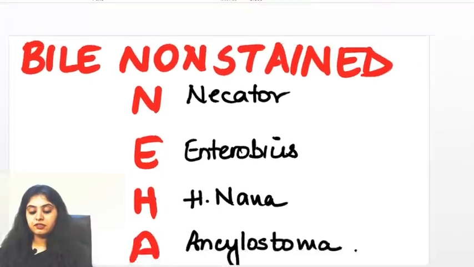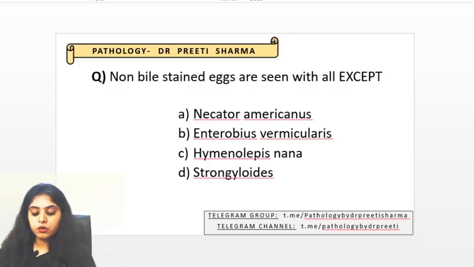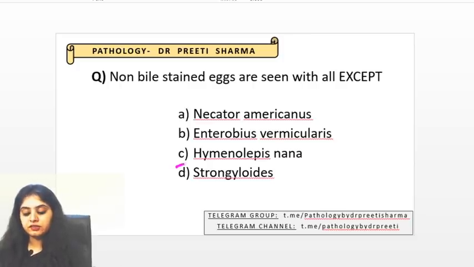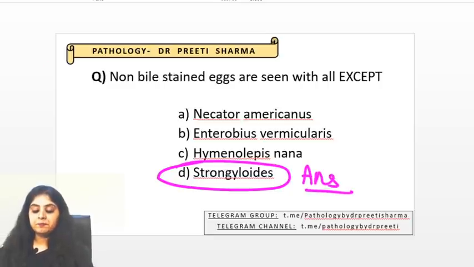Can everyone see this image first? Non-bile stained eggs are Neha. Please remember: Necator americanus, Enterobius, Hymenolepis nana, and Ancylostoma. So which was the one that was wrong over there? Strongyloides. That is not a non-bile stained egg. I hope it is clear.